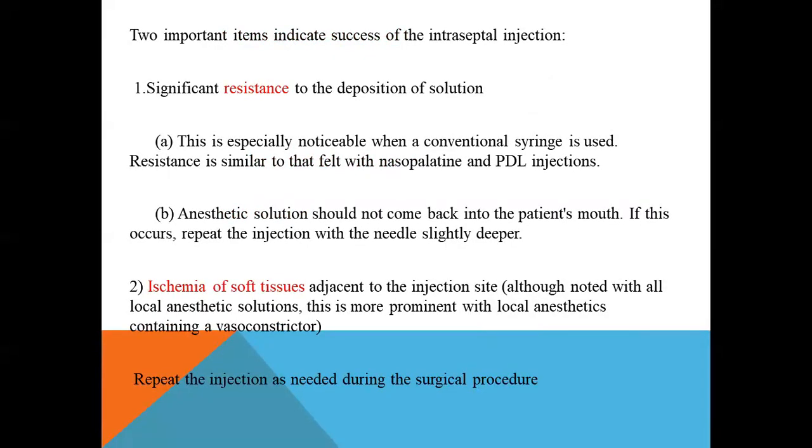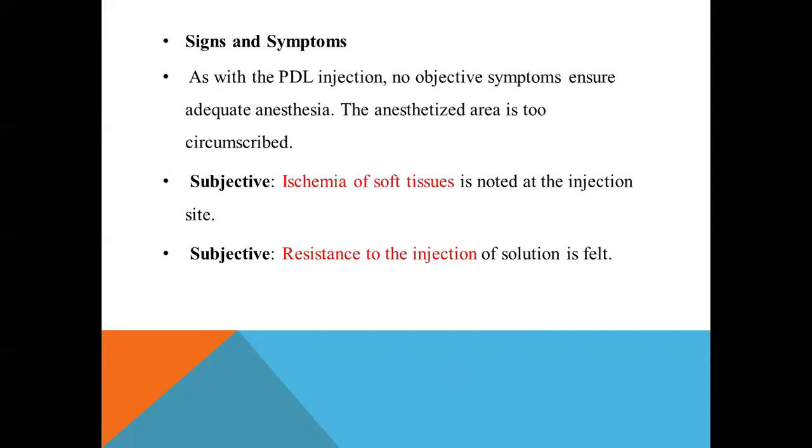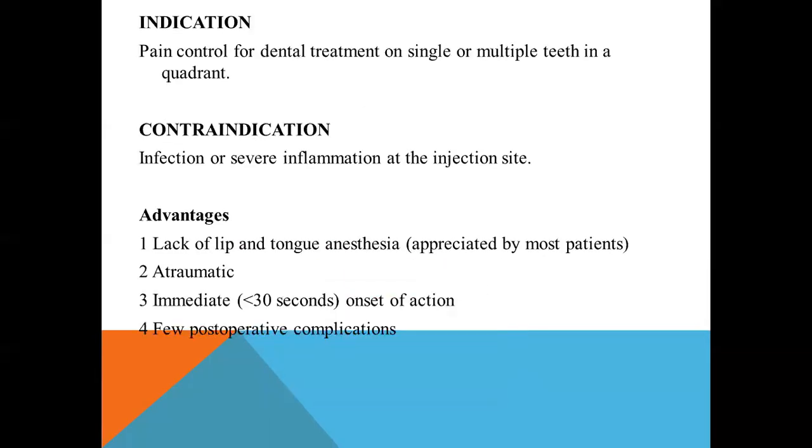Two important items indicate the success of intraseptal injection, which include significant resistance and ischemia of the soft tissue. Signs and symptoms, as I told, ischemia of soft tissue is the subjective one. Resistance to the injection will be the sign.